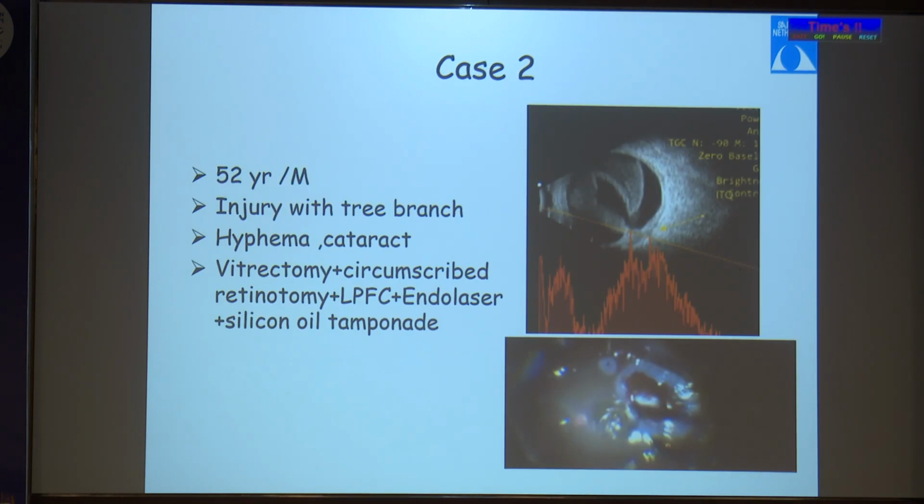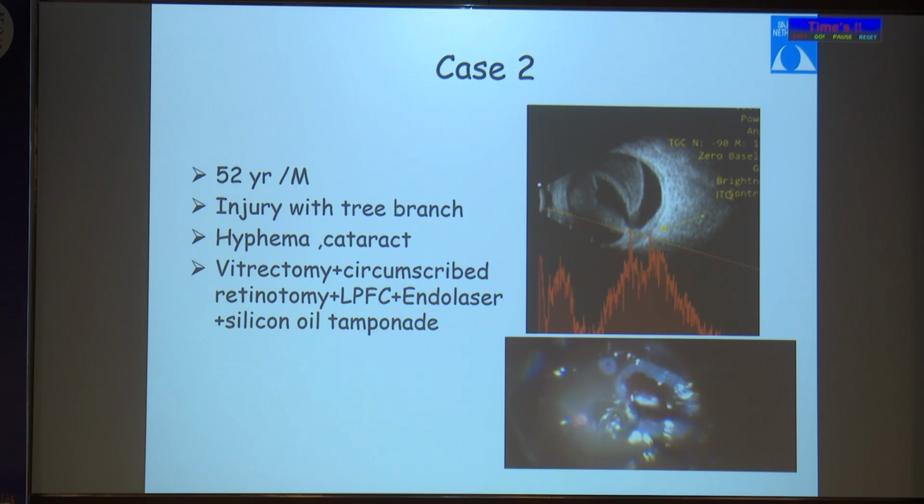So now coming to case 2, it's a 52-year-old male, injury with a tree branch, came with hyphema, cataract. So now on the ultrasound, you are seeing the vitreous, the retina, into the choroid. So this is what you should understand when you have an incarceration of these tissues. What we do is we try to island. I told you island, and the retinotomy has to be close because you are having it very close to the fovea. So we have to island it here in order to attach the retina.